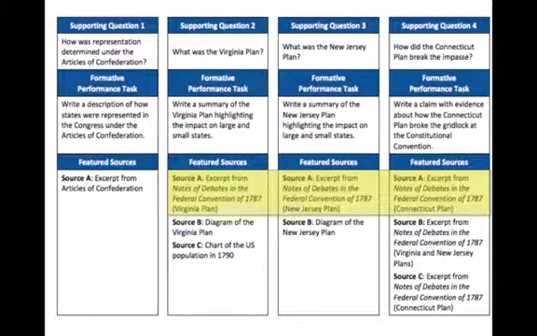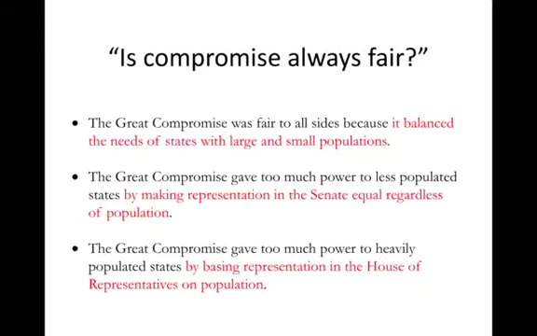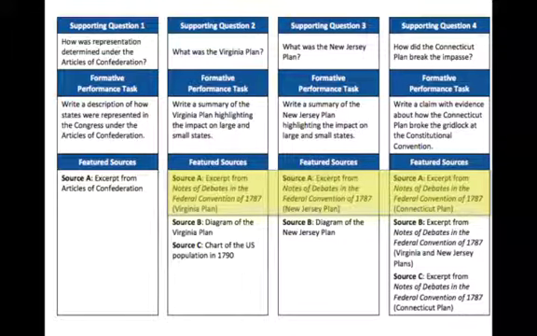So in supporting question 2, what was the Virginia plan? Excerpt from the notes on the debates in the Federal Convention of 1787, Virginia plan. The information in that source is the kind of stuff that kids would use in order to make their arguments, the evidence that they would use to make their arguments.